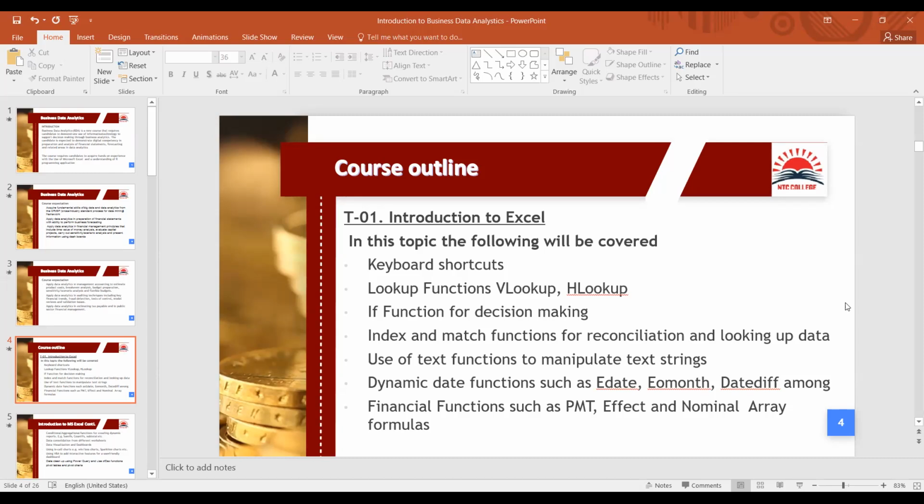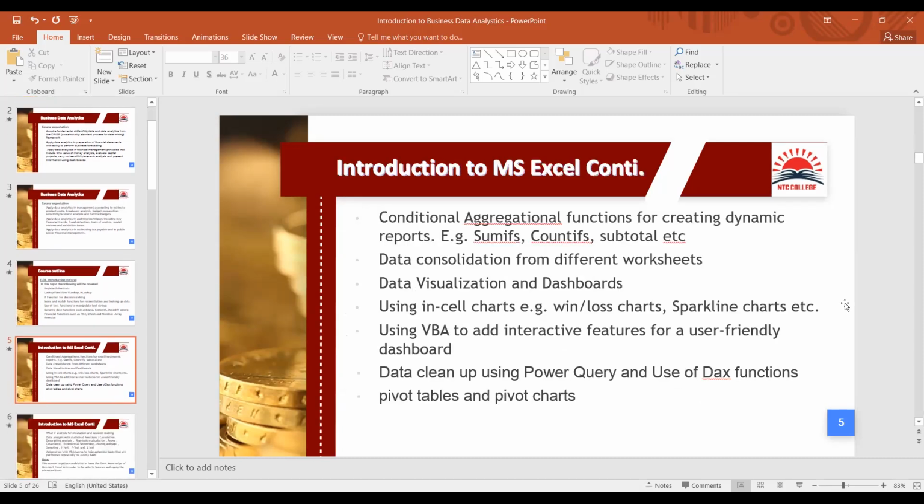Then you also have the financial functions, the PMT, etc., conditional aggregate functions. We're also going to look at data consolidation from different worksheets, whereby we'll be able to consolidate or to match data from different worksheets. We'll also be able to look at data visualization.